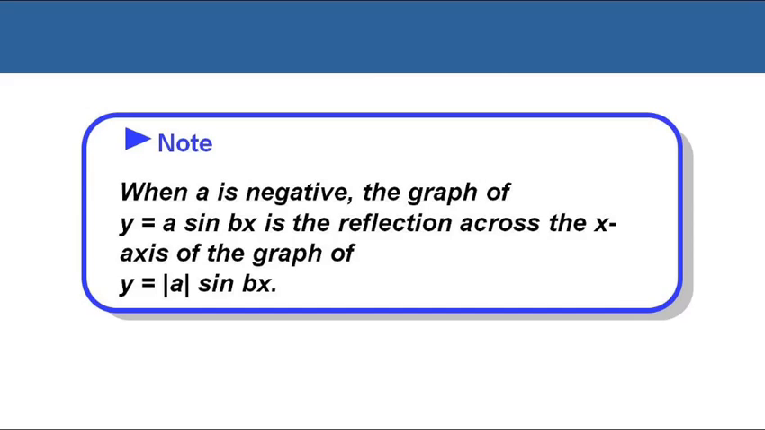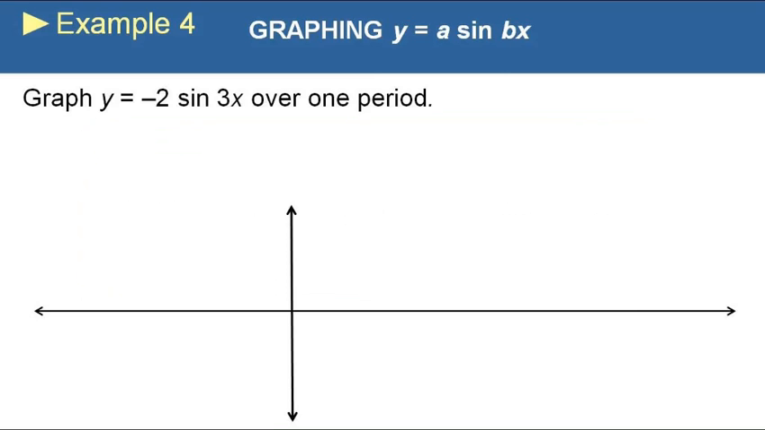Now we have not seen a negative a yet, but we're about to. So when a is negative, the graph of y equals negative a sine bx is a reflection across the x-axis of y equals a sine bx. Basically what this means is it takes the whole graph and does a vertical flip with it. So let's graph y equals negative 2 sine of 3x. First we'll pick out the amplitude. Amplitude is 2. And b is 3. And of course we do have a vertical flip happening here because of this negative.